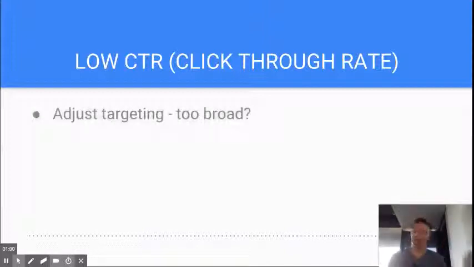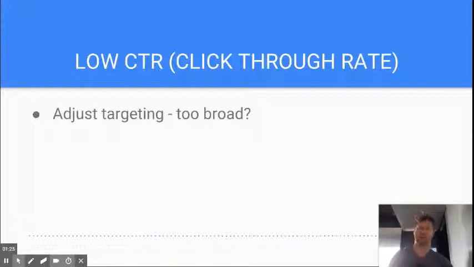Right, so first things first, adjust the targeting. It could be that the targeting is just completely off. And obviously, if you've got something like a cat product and you're targeting dog lovers, then you might get a little bit of crossover, but the likelihood is that you're not going to get as good engagement as you could if you're only going after cat lovers as opposed to dog lovers.